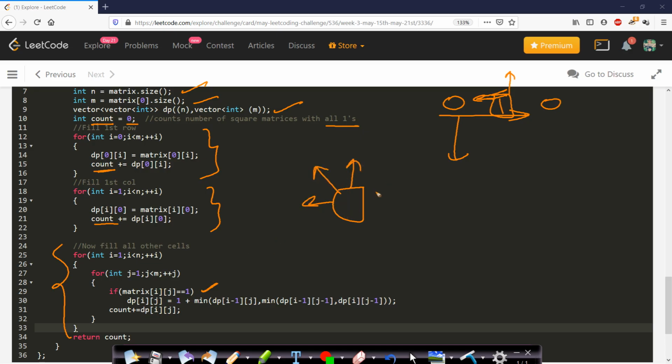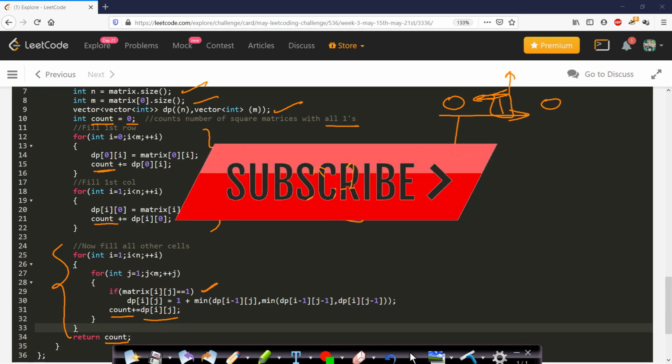Otherwise if it is 0, then we will skip it altogether. And after processing the cell, we will add it to the count value. After doing the operations, we will simply return count, which will be the count of the number of square submatrices inside the given matrix which have all ones. So I hope you were able to understand this.